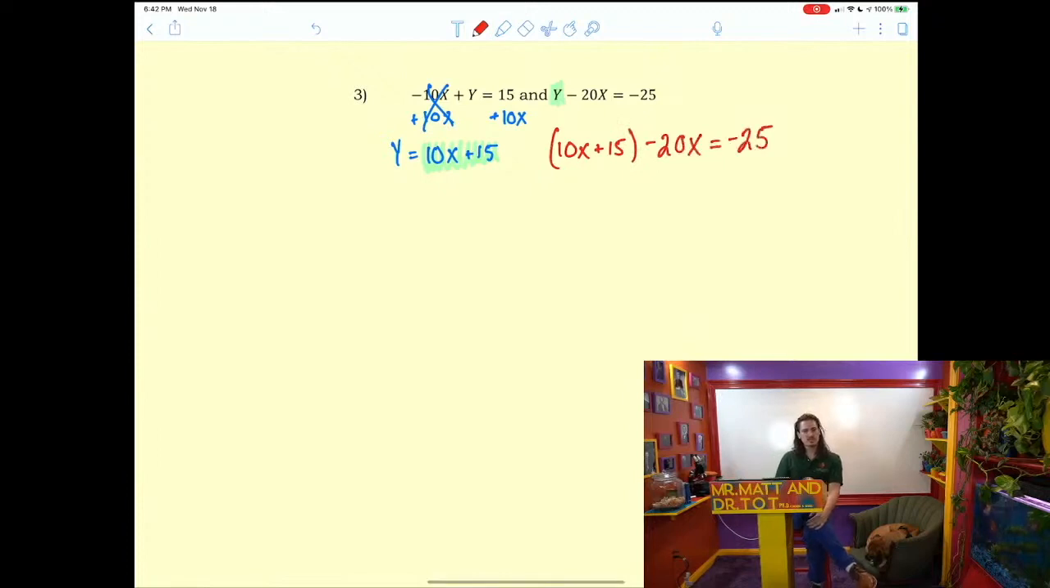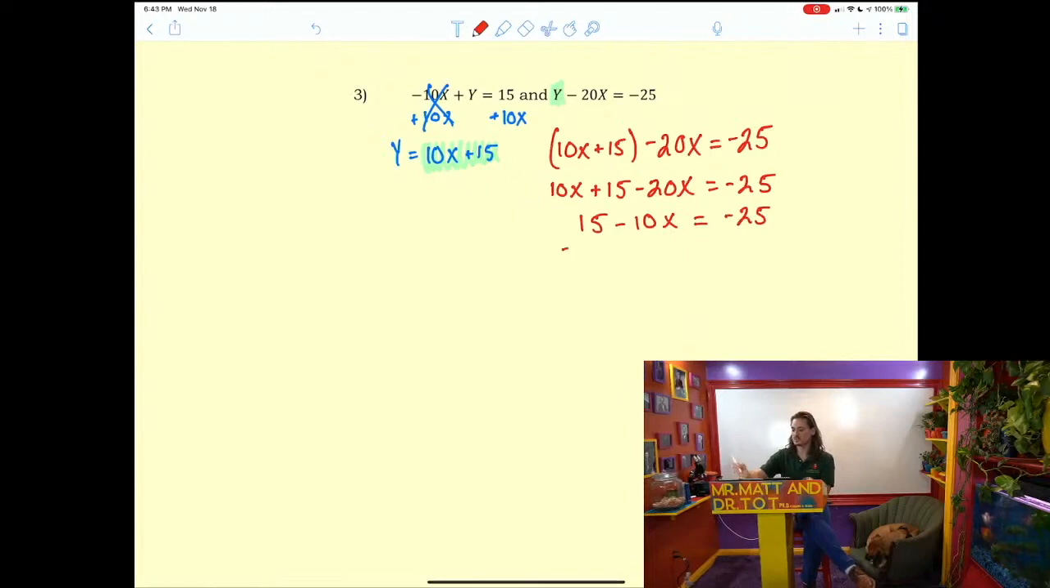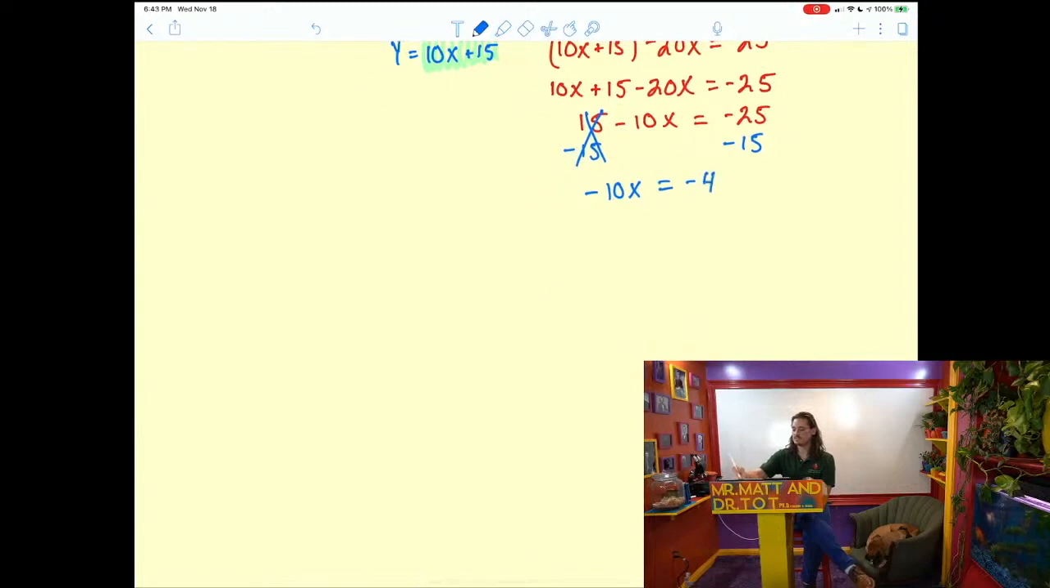But again, that negative sign is attached to the 20x, not out front of the 10x plus 15. So I can just remove the parentheses and collect like terms. So negative 20x and a positive 10x will create a negative 10x. So I'm going to have 15 minus 10x is equal to negative 25. If I subtract away 15 on both sides, negative 25 minus 15 is the same thing as negative 25 plus negative 15, which is going to give me a negative 40. So I'm going to have negative 10x is equal to negative 40. Dividing by negative 10 on both sides, x is going to be equal to positive 4.